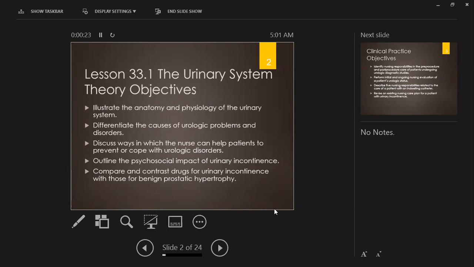Illustrate the anatomy and physiology of the urinary system. Differentiate the causes of urologic problems and disorders. Discuss ways in which the nurse can help patients to prevent or cope with urologic disorders.